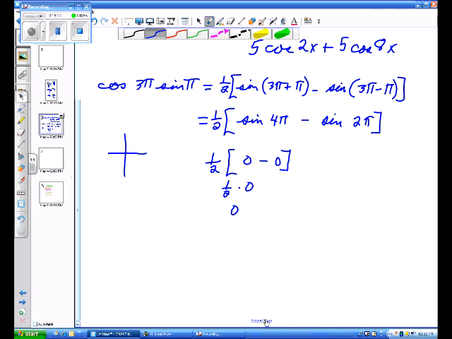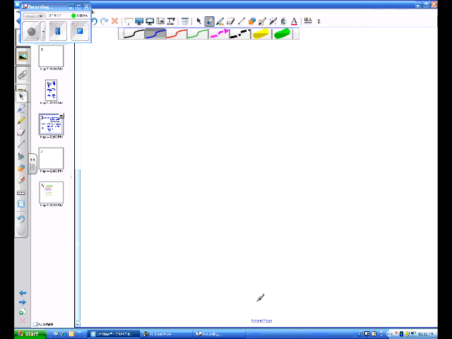Let's look at another one where we're going from a product to a sum. Say we've got the cosine of 60 times the cosine of 30, and we want to write this as a sum. Now, we can evaluate it as it is. We know the cosine of 60 is 1/2. The cosine of 30 is square root of 3 over 2. So if we multiply that, we get the square root of 3 over 4.